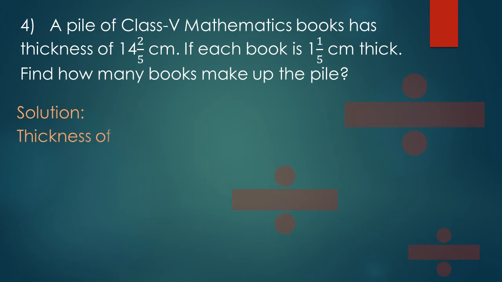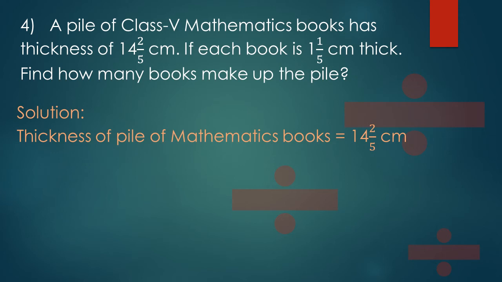The first statement is thickness of pile of mathematics books is equal to 14 2/5 centimeter. 14 2/5 is a mixed number. So first we convert it into an improper fraction. 14 5s are 70 and 70 plus 2 is 72. So the fraction is 72/5 centimeter.